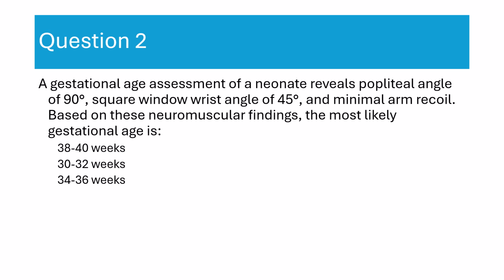38 to 40 weeks is incorrect because a term infant would demonstrate much more neuromuscular maturity, with a popliteal angle closer to 90 degrees, square window angle less than 0 degrees, and prompt arm recoil. 34 to 36 weeks is incorrect because although closer, a late preterm infant would still show more neuromuscular development than described in the scenario.